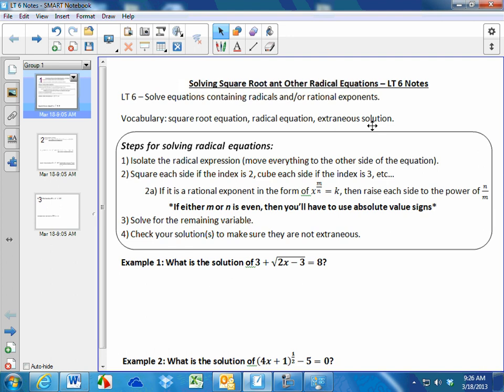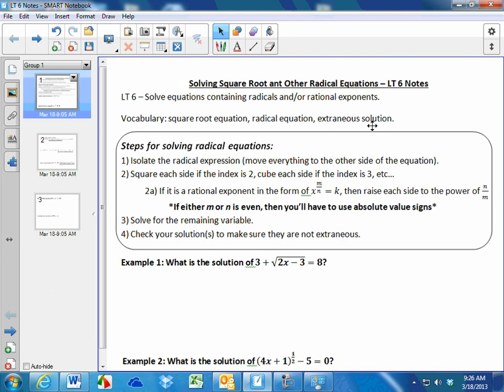Well, square root equation is kind of like it sounds. It's a square root problem that's an equation, and you'll solve it. Radical equation, well, it could be a cube root, a fourth root, a fifth root, but you're still looking to solve an equation. And then there's that extraneous solution that we've seen several times.